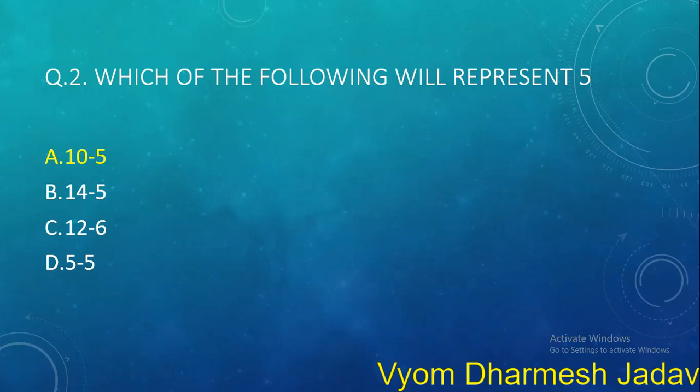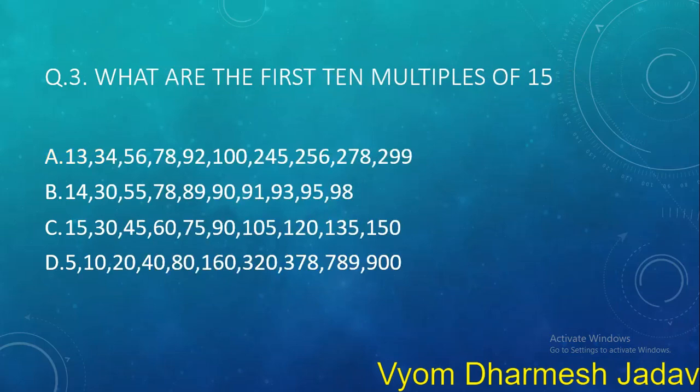It's 10 minus 5. So, 10 minus 5 is 5. You already know that. So, the third question is, what are the first 10 multiples of 50?